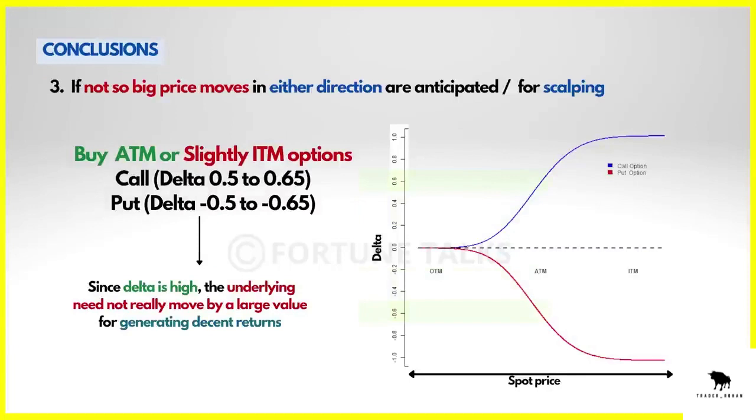Now, if you don't expect very big price moves or you just want to scalp the market, then at the money options are the best. They are more sensitive to changes in the spot value when compared to out of the money options, and much cheaper than slightly in the money options. And since at the money options delta is high, the underlying need not really move by a very large value. Even if the underlying moves by a very small value, the option premium will change.